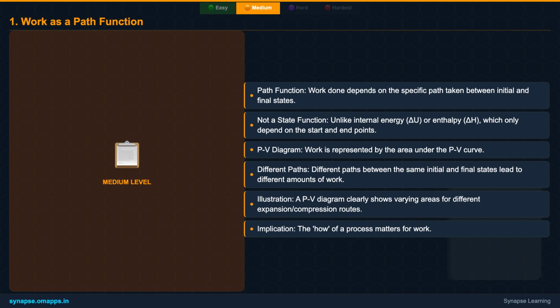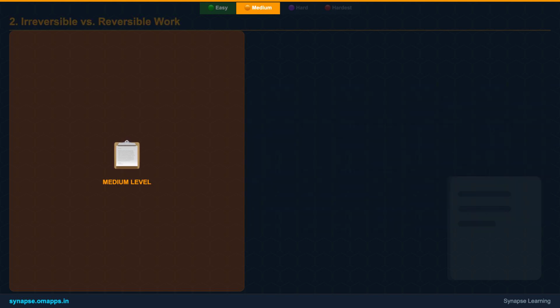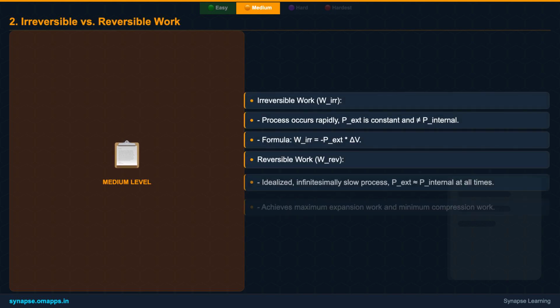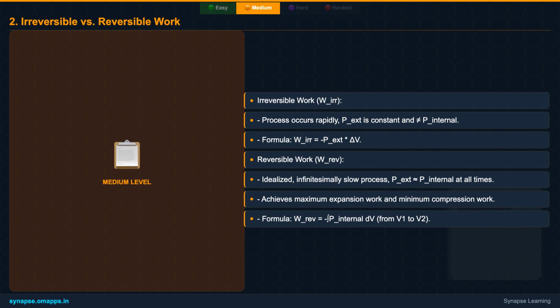On a PV diagram, work is represented by the area under the curve. Different paths between the same initial and final pressure volume points will enclose different areas, illustrating varying amounts of work. This contrasts sharply with state functions like internal energy, which only depend on the current state of the system. We categorize work into irreversible and reversible processes.